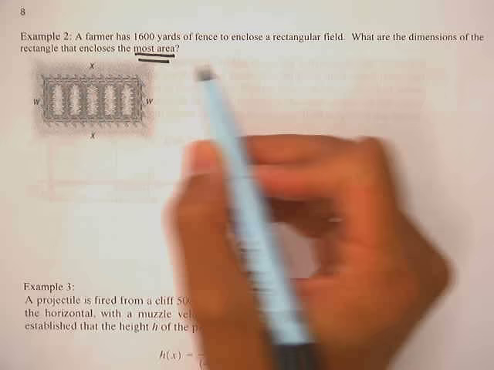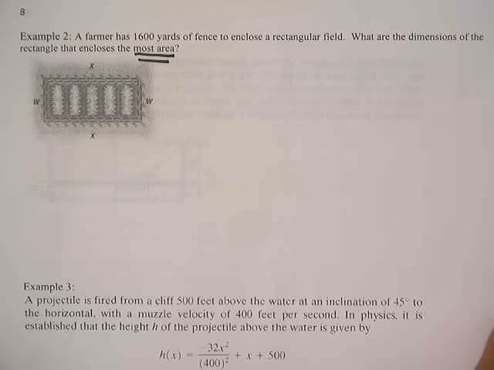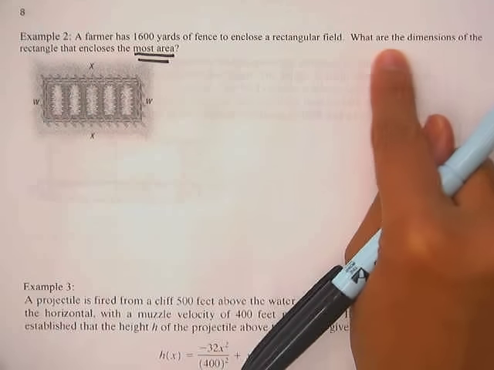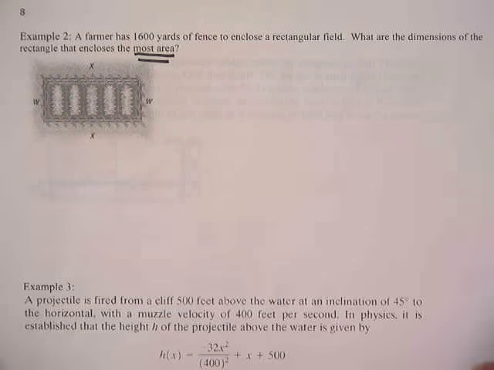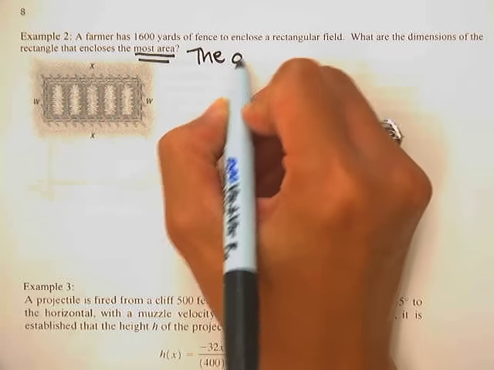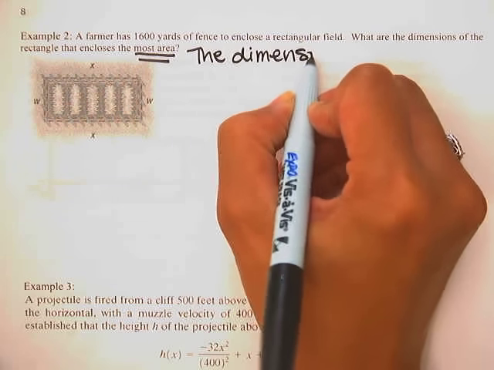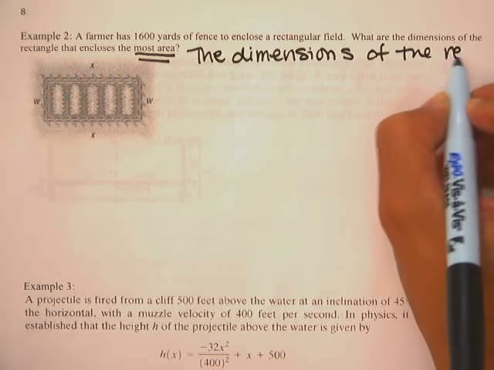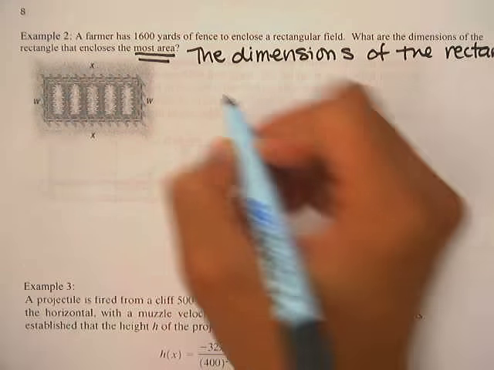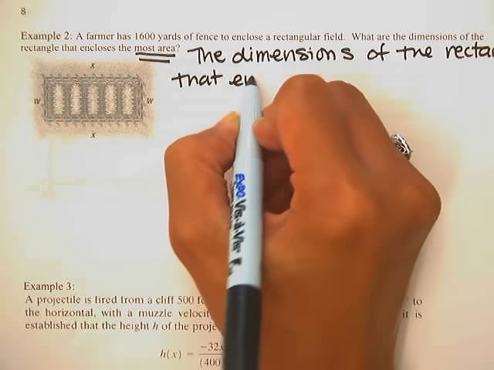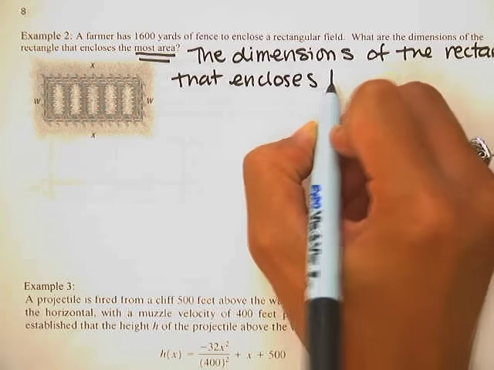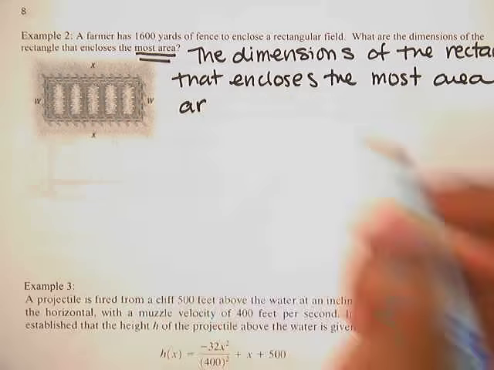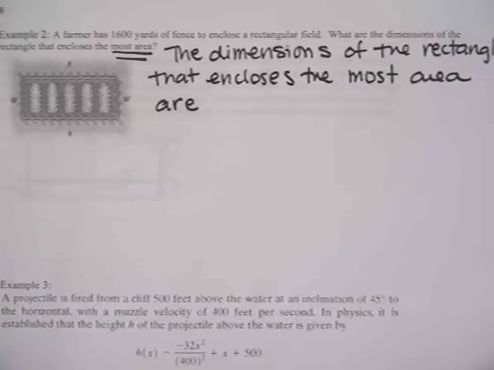So the first piece, we're going to say, what is it that I'm trying to answer? What you are trying to answer is what are the dimensions, okay? So let's write that down. The dimensions of the rectangle that encloses the most area are, okay? And we're going to leave this as a blank.